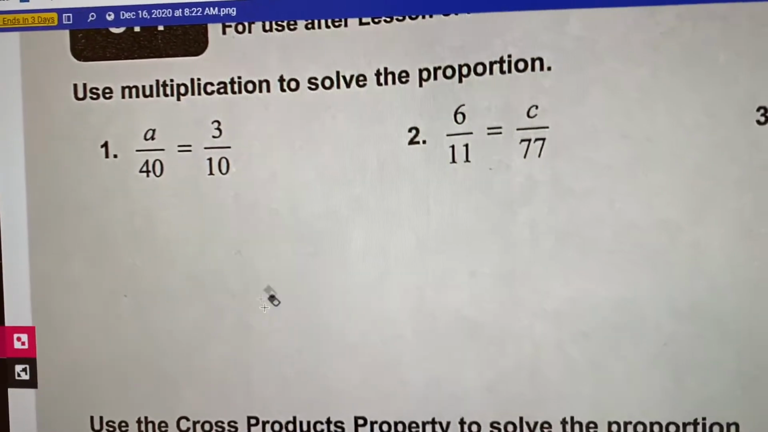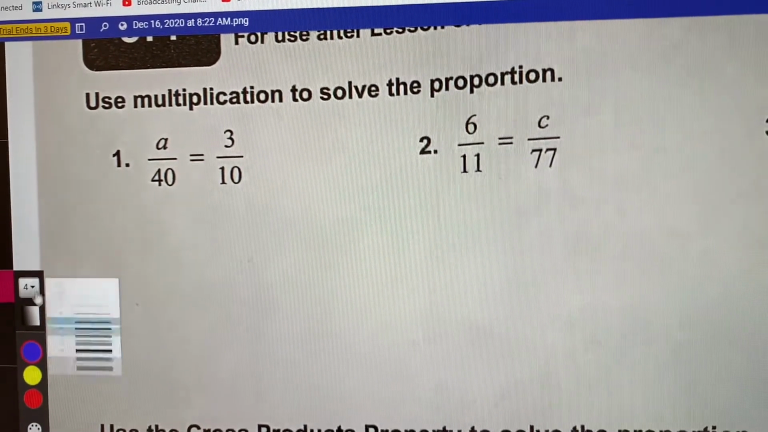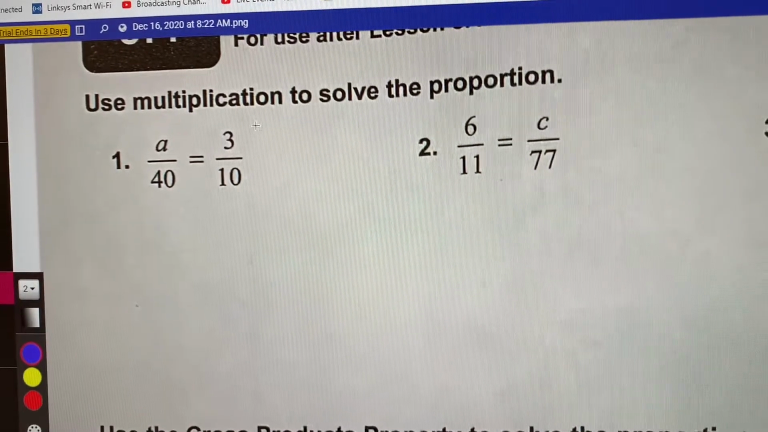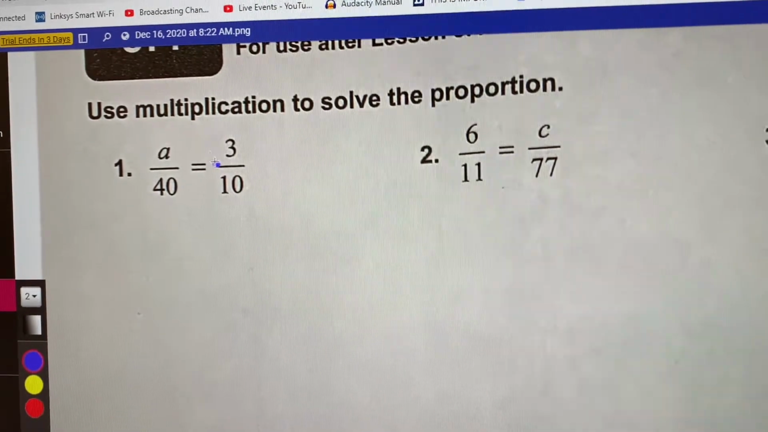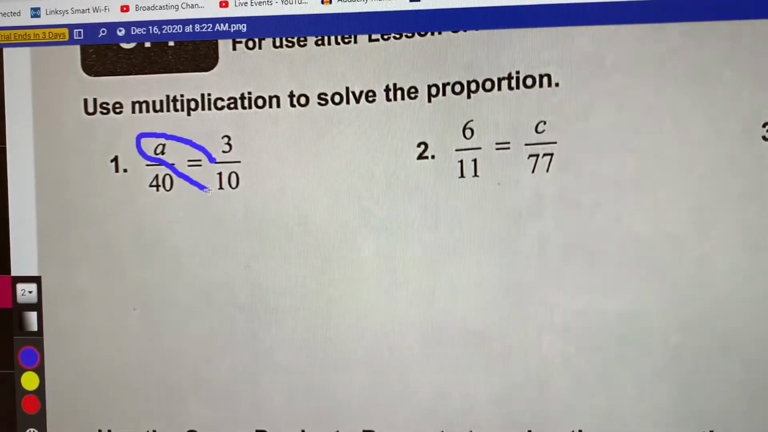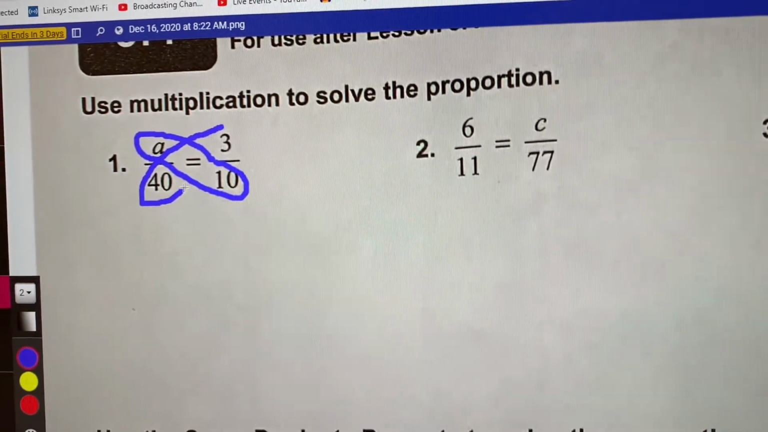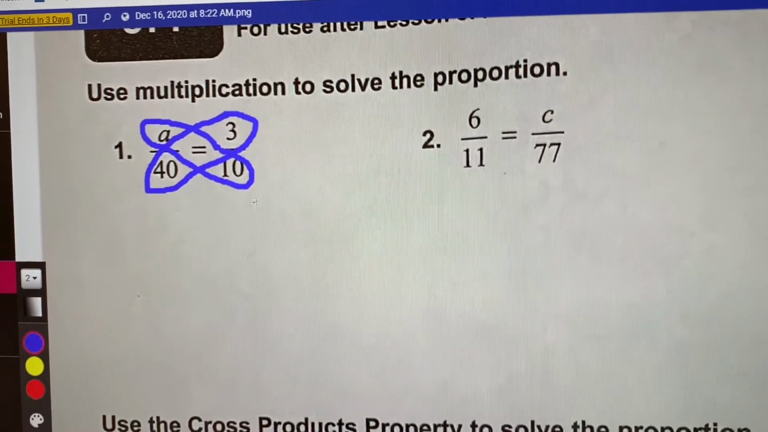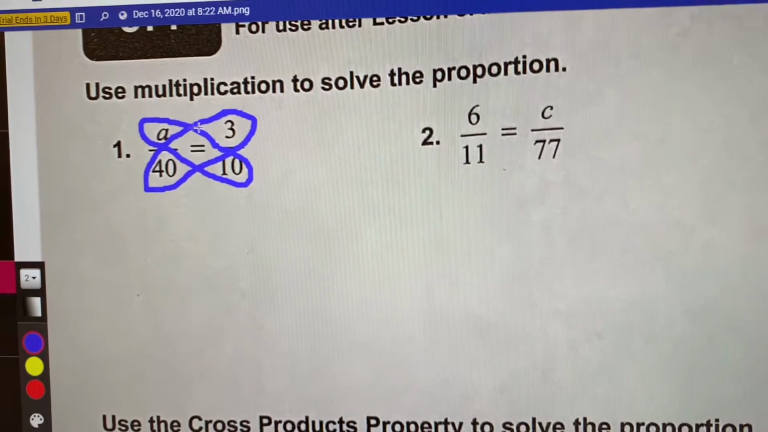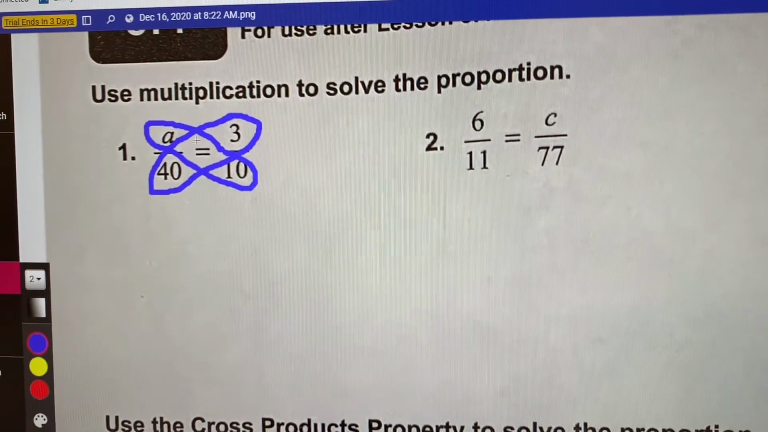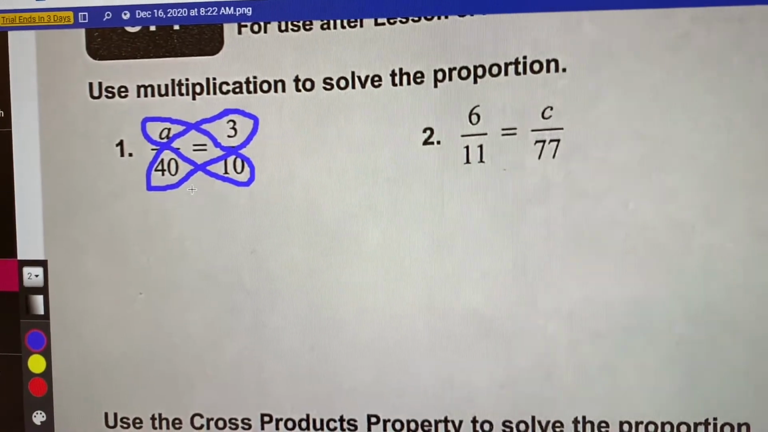The other way that I've taught you, if mental math doesn't always work out, is cross multiplication. I always tend to do the A first, the variable. So I would do A times 10, and then 40 times 3. And remember, you never go up or down, and you don't go side to side. To solve proportions, you always cross multiply, and that's a diagonal cross multiplication.